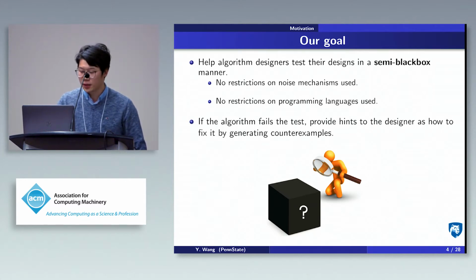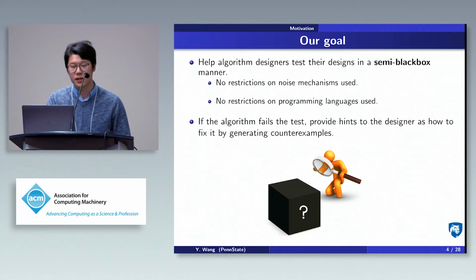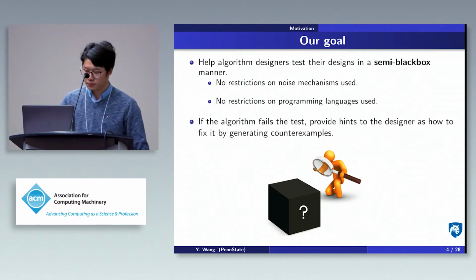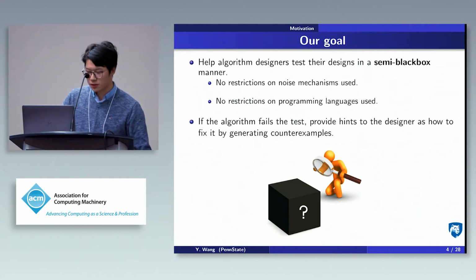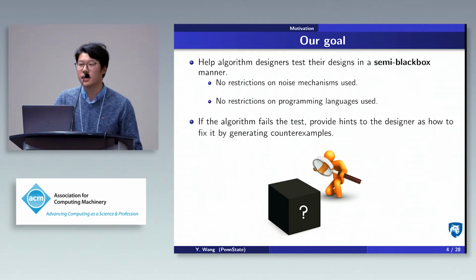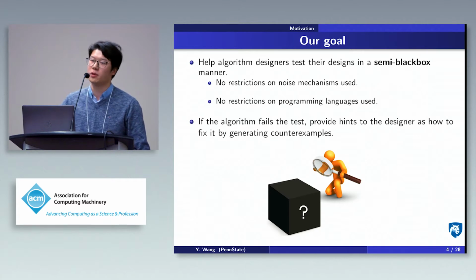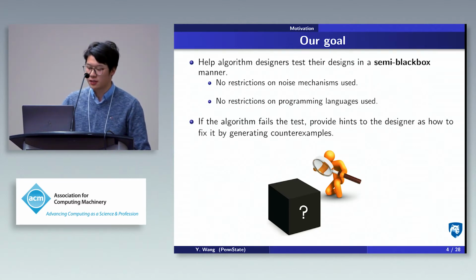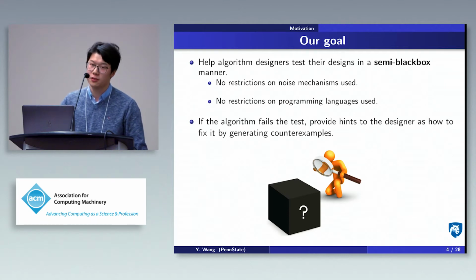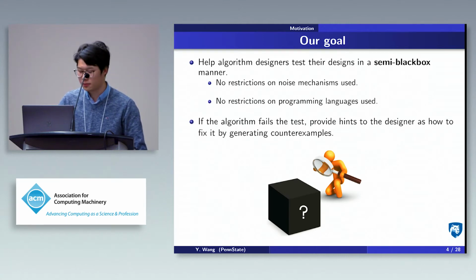to the public. Our tool is designed to run in a semi-black box manner. That is, we execute the code with a variety of inputs and analyze the output without concerning the actual implementations. So we'll have no restrictions on the noise mechanisms being used, and we will have no restrictions on the programming languages you're using. Sometimes, if the algorithm needs additional arguments to run, we'll have to know the source code and run some tests on it, and I will cover this later.